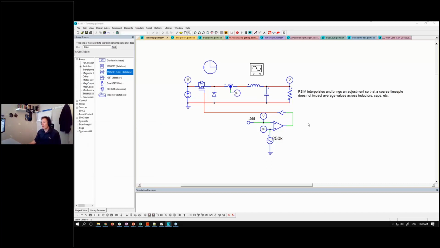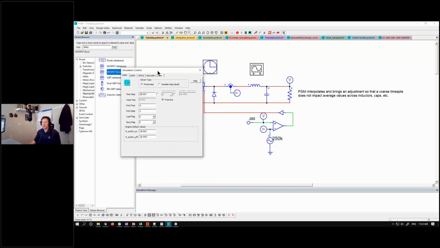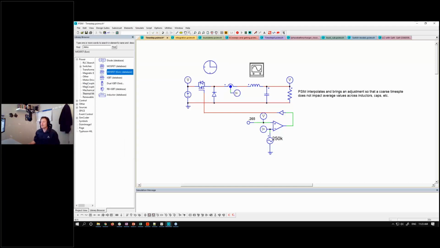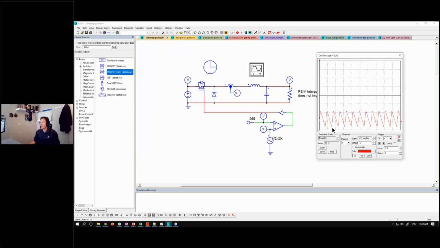So let's have a quick look at that. I'm running this in free run mode. So when it comes to the simulation settings here, I've got this checkbox on here, and there's no end time, okay? So I'm running this simulation without an end time, and it's basically like running a power converter on my test bench. Okay, and what that means is I can load up this oscilloscope and we can see this waveform.